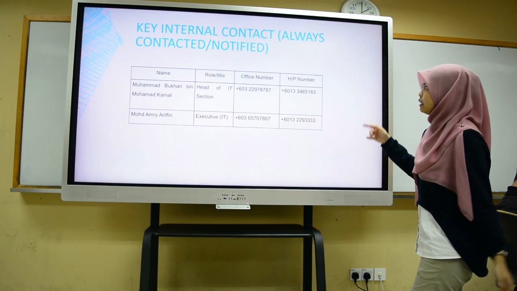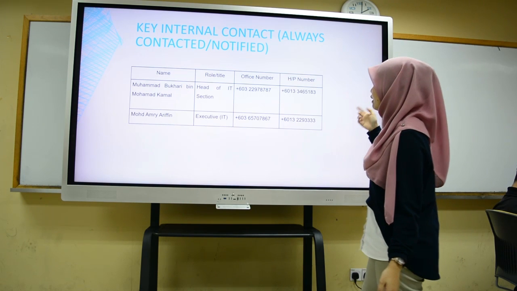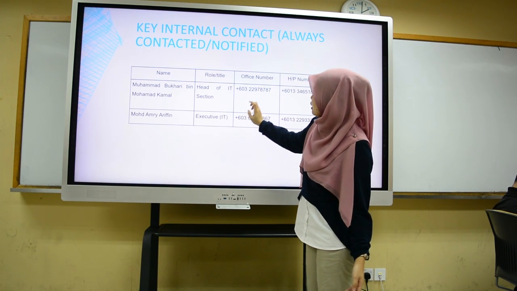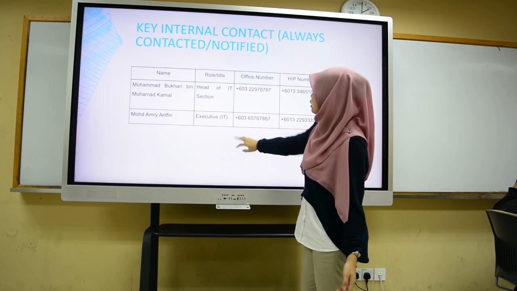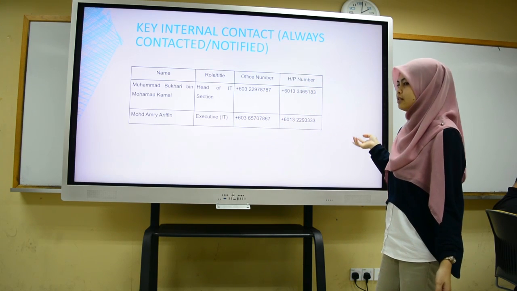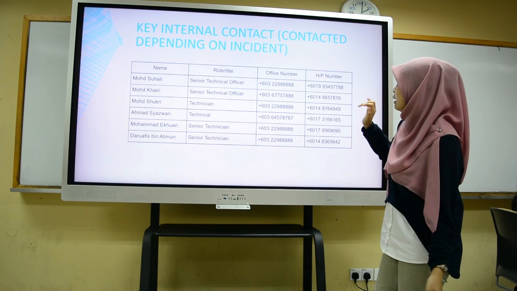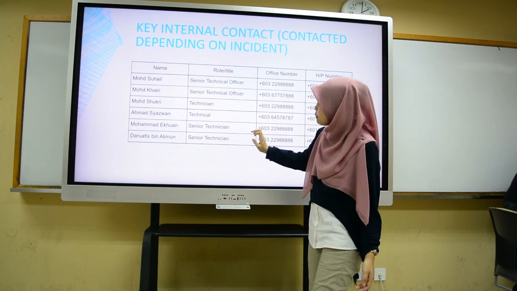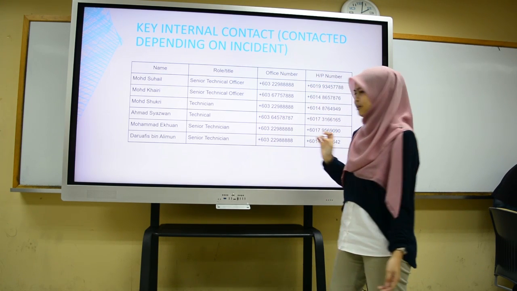Okay, these are the key internal contacts that they always contact or notify, which are Muhammad Bukhari bin Muhammad Kamal, the head of IT section, and Muhammad Amri Arifin, executive of IT. Next is the key internal contacts that are contacted depending on the incident, which are Muhammad Suhail, Muhammad Khairi, Muhammad Shukri, Ahmad Salzuan, Muhammad Iswan, and Darul Nafis.